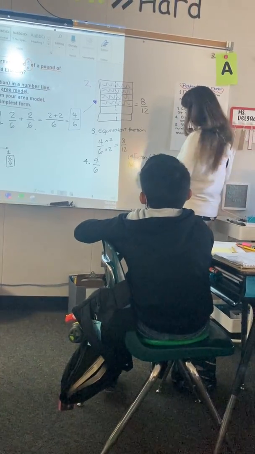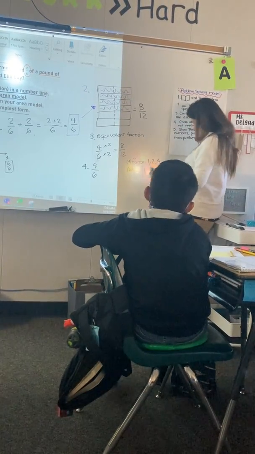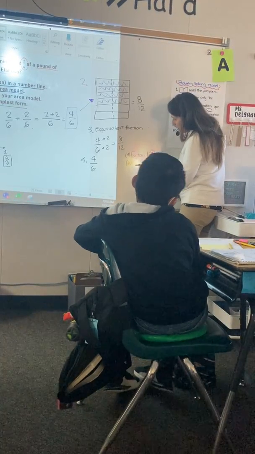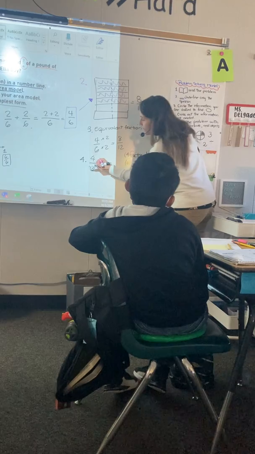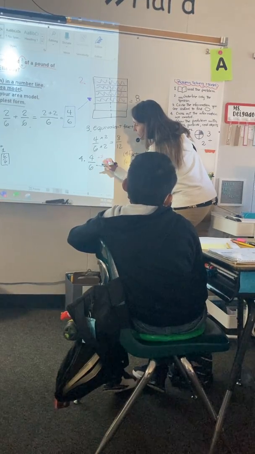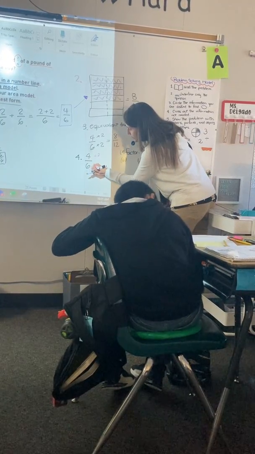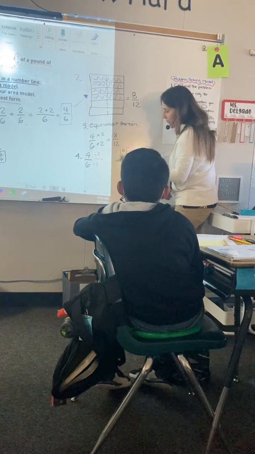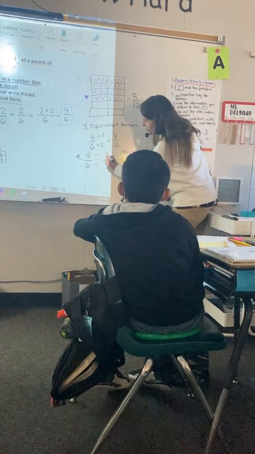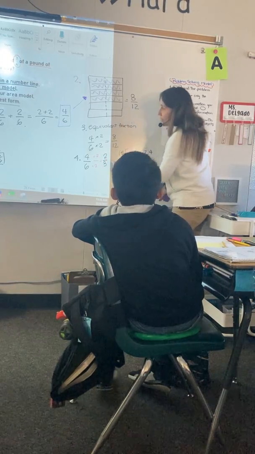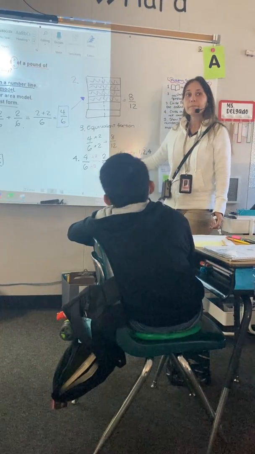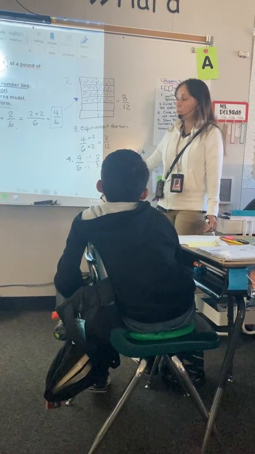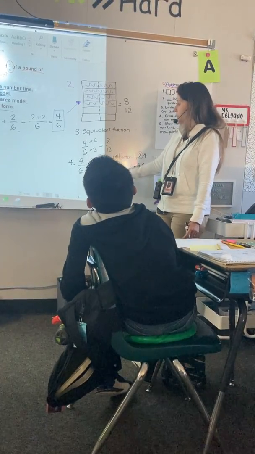Okay, so which one is my greatest common factor? 6? No. 2. 2 is my greatest common factor. So I'm going to divide my fraction, the numerator and denominator, by 2. Okay? So how much do I get? 2/3. Is this my simplest form? Can I simplify even more? No. Okay, so this is my simplest form.